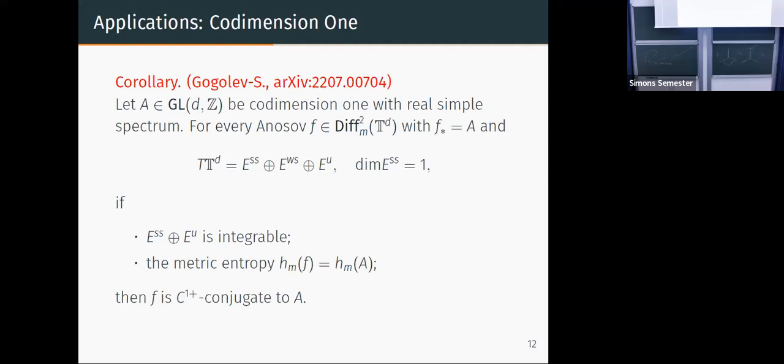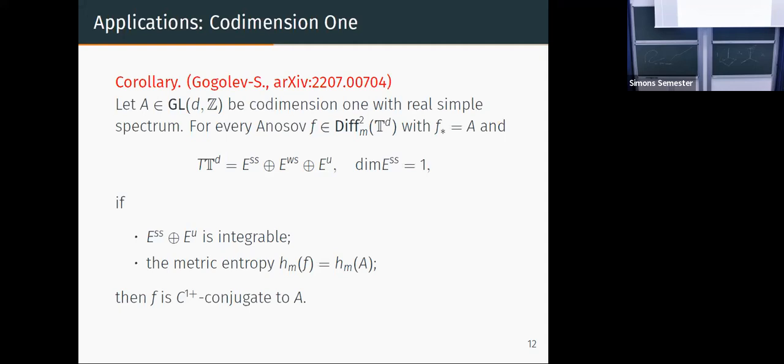And so you have an absolutely partially hyperbolic splitting like this, and your strong stable is one dimensional. Then you can tell that your strong stable with unstable is integrable, and you have some information about metric entropy, and it will give you that you are C1 plus alpha smooth conjugate to A. Because this smooth conjugacy tells you that in the weak stable, you will have the splitting and spectrum rigidity.